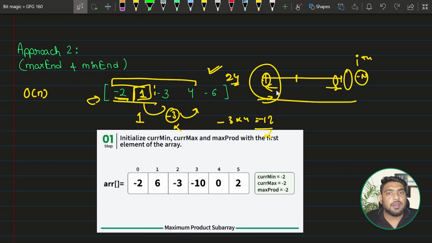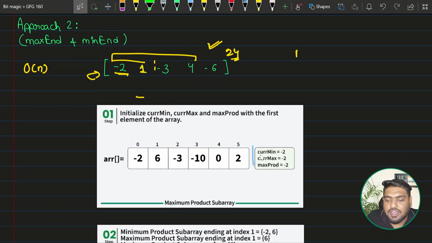When we are choosing the elements, whether we have to consider this or not, we have to choose both. We will be keeping track of the minimum ending and the maximum ending as well. Okay, let's try to see it in this example, how we are doing it. So now we have 3 variables: current minimum, current max, and maximum product. Otherwise, you can name them maximum end or minimum end and maximum end. Up to you. Just the variables.